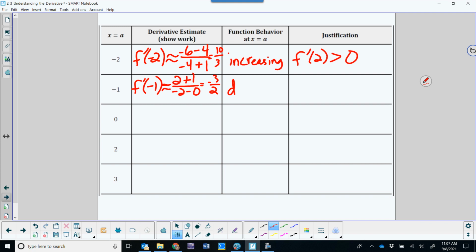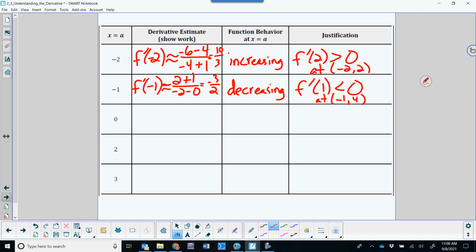Well, a slope that is negative tells me the function is decreasing. So f prime of -1 is less than 0. That's my justification for that, and that's what we're going to say. And actually that's at that point. So at -2, 2, and this is at the point -1, 4, because the function's not negative, but at that point, the derivative appears to be negative.